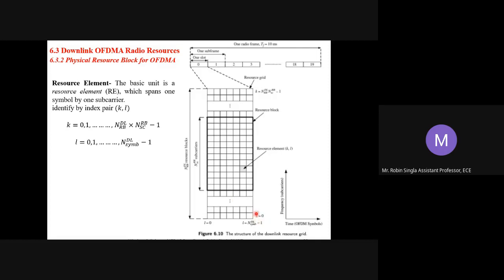K is the total number of subcarriers. The total number of subcarriers is equal to the number of subcarriers in one resource block, N_RB^SC, times the total number of resource blocks. And L, on this side, is the total number of OFDM symbols, the total number of downlink symbols, so it is 0, 1 up to N_symb^DL minus 1. So this is how a resource element can be identified.